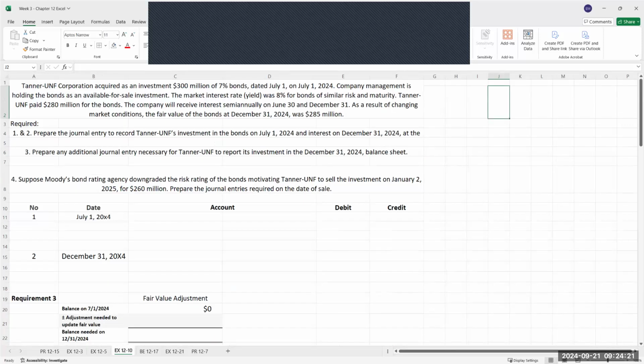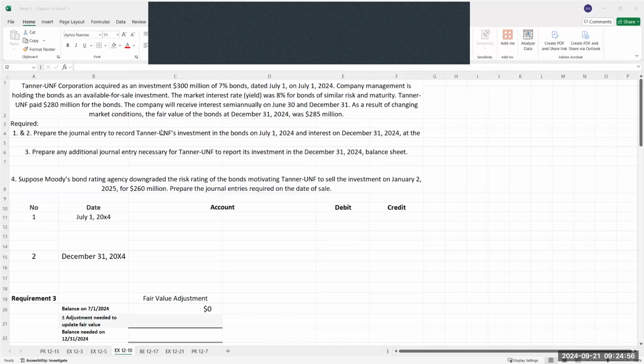So we look at a similar problem. And now in this problem, we are looking at bonds that are considered available for sale. So it's not necessarily held to maturity and it's not necessarily a trading security. So here it says Tanner UNF Corporation acquired as an investment 300 million 7% bonds dated July 1st. On July 1st, 2024, company management has classified the bonds as available for sale investment. The market rate was 8% for bonds of similar risk and maturity.